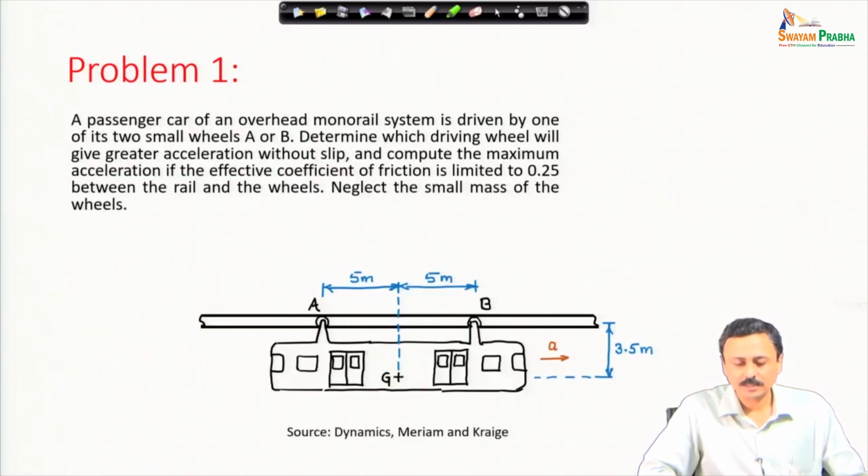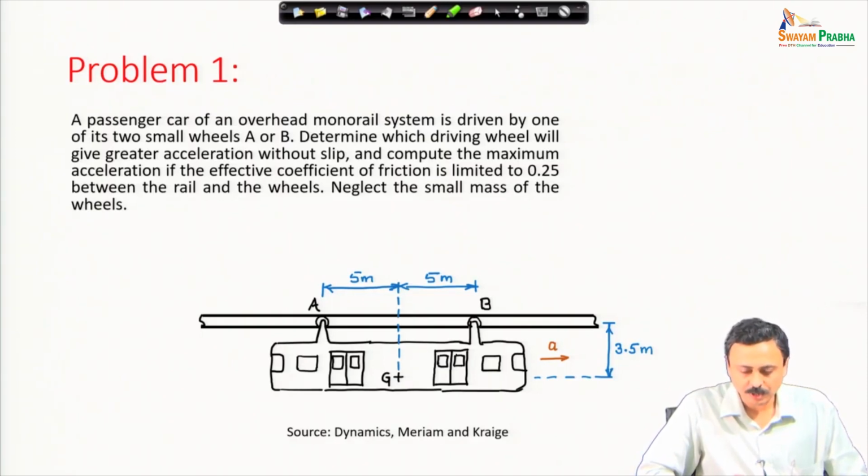Now, I will demonstrate application of these equations through some problems. This is the first problem, taken from Meriam and Kraige's book of dynamics. It says a passenger car of an overhead monorail system is driven by one of its two small wheels A or B. Determine which driving wheel will give greater acceleration without slip, and compute the maximum acceleration if the effective coefficient of friction is limited to 0.25 between the rail and the wheels. Neglect the small mass of the wheels.